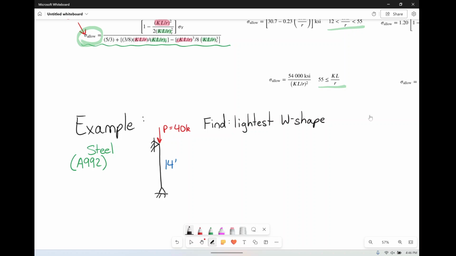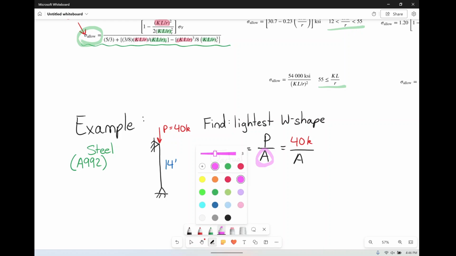So now we're actually going to solve for this. Again, where do we really start from? Well, we have a sigma actual, at least a little bit. That's P divided by A. But I don't really know what A is, so it's not actually really cool, but we can go ahead and write it out just a little bit here. We can say that P is 40 kips and A, well, I don't actually know A. Okay, so that's as far as I can get with this.